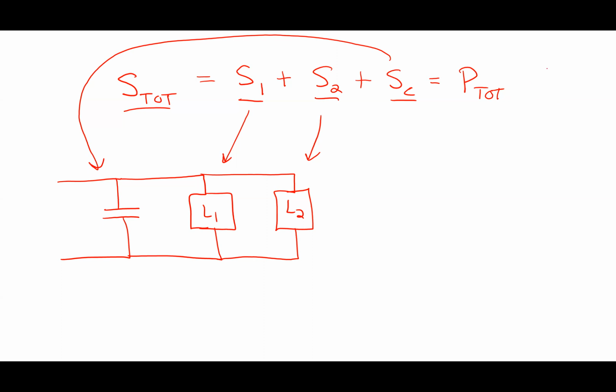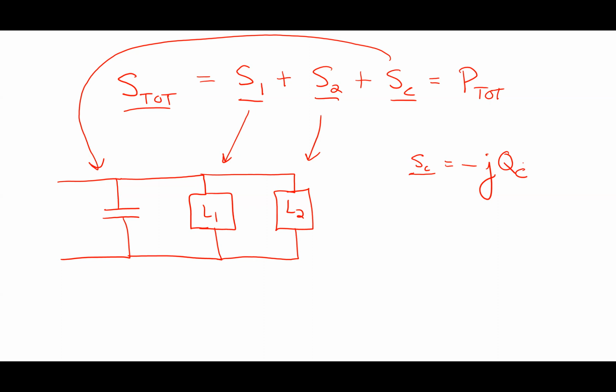What has to be true, I guess, about what's SC look like, by the way? If I were to write SC as a vector, what would that look like if I have a pure capacitor? It would be negative j QC, right? Why negative j? So it'll cancel out.